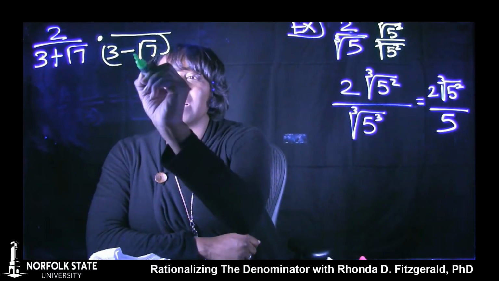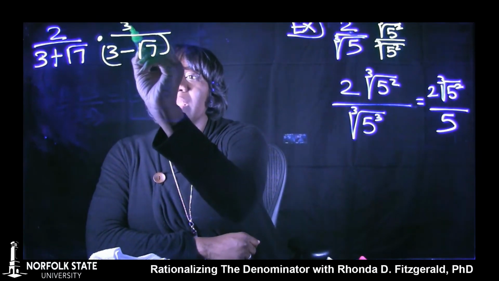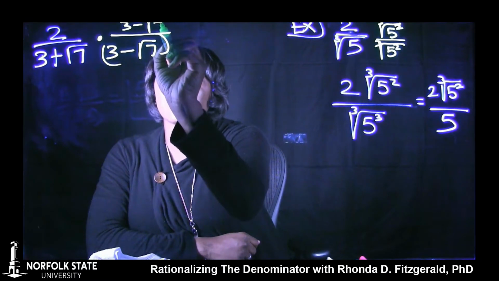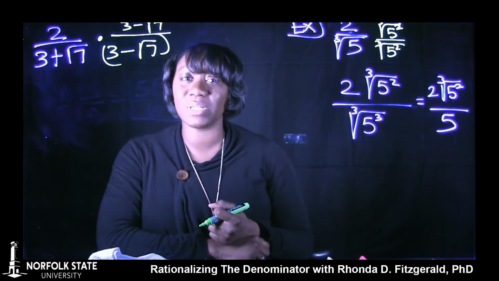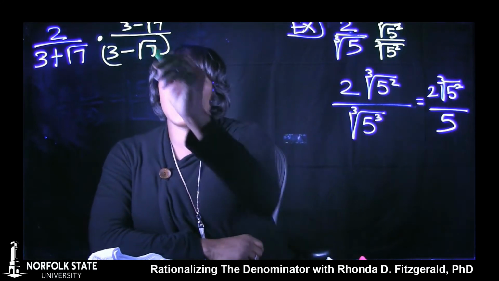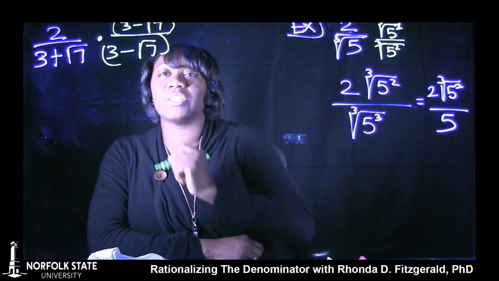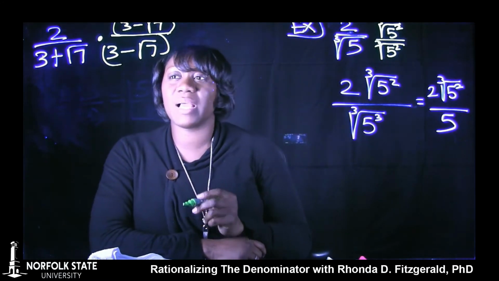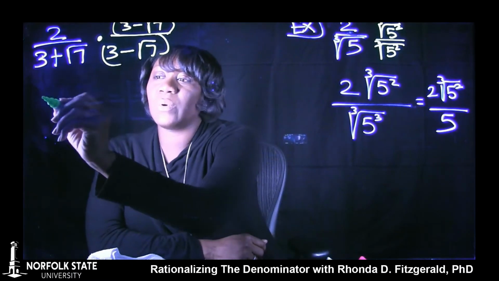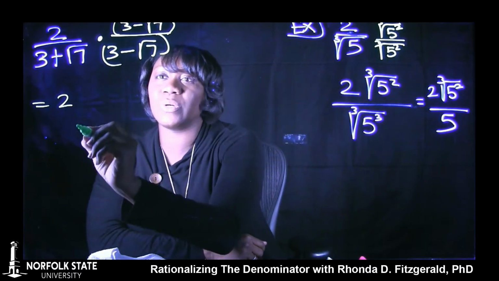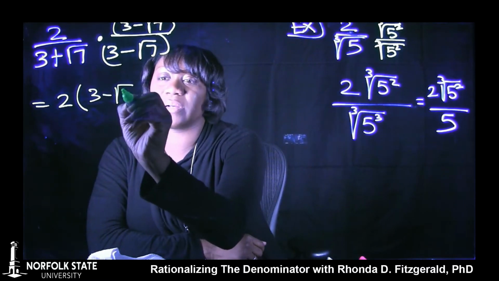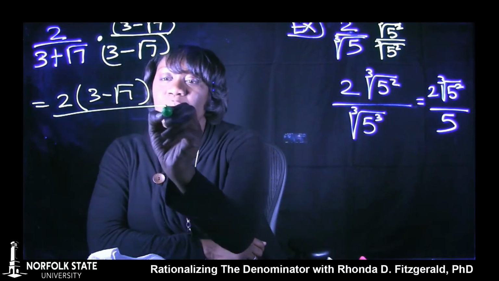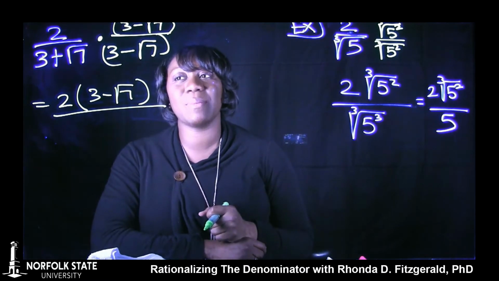And I have to multiply the top and the bottom by 3 minus the square root of 7 for this particular example. Now once again we have to multiply across, and let's put our parentheses there just to keep track. So we want to multiply across. So when I do that, we end up with 2 times (3 minus the square root of 7). That's our numerator, but let's look at our denominator.